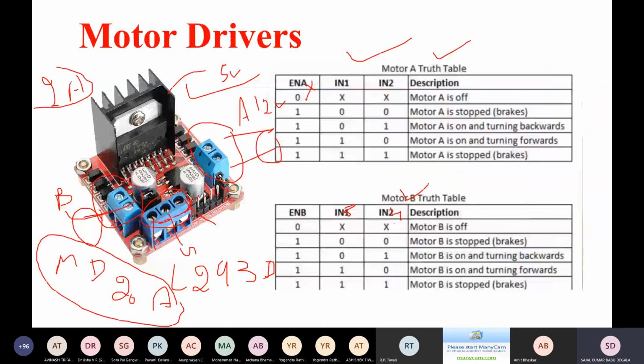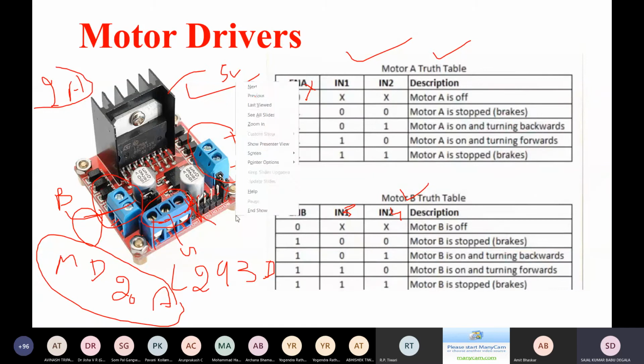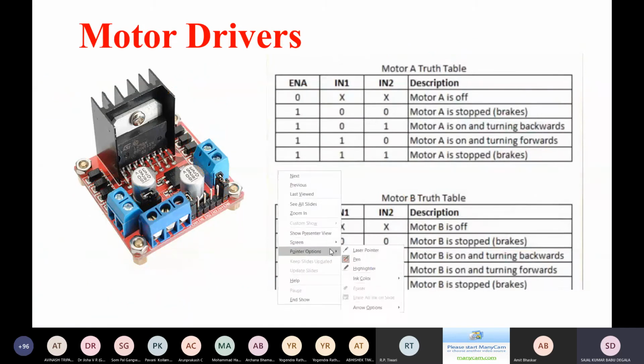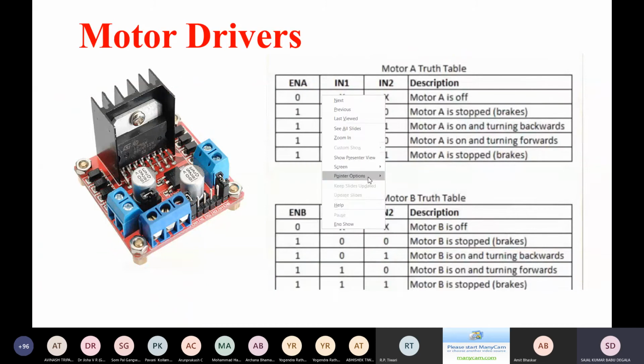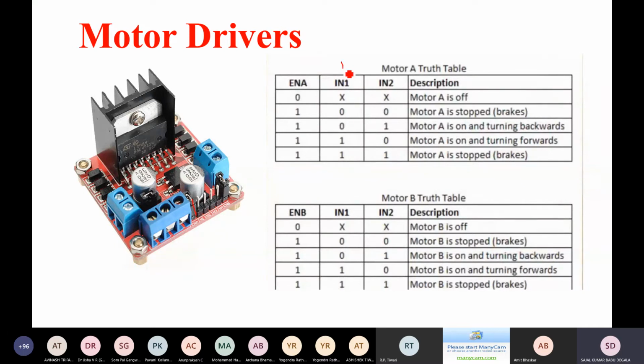Let us consider I have written low for the enable A pin. When I give 0 to this enable A pin, whatever input you give, either 1, 1, 1, 0, 0, 0, the motor is not going to respond to anything, because you have made the enable pin low. Whenever you make the enable pin 0, whatever input you give, it is not going to respond.